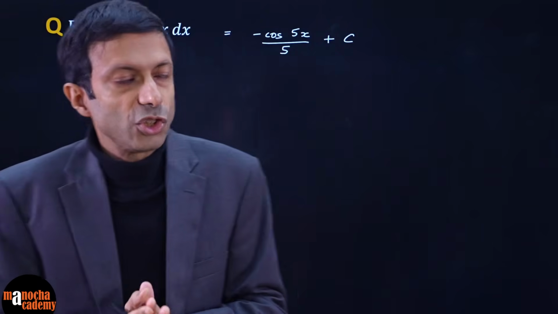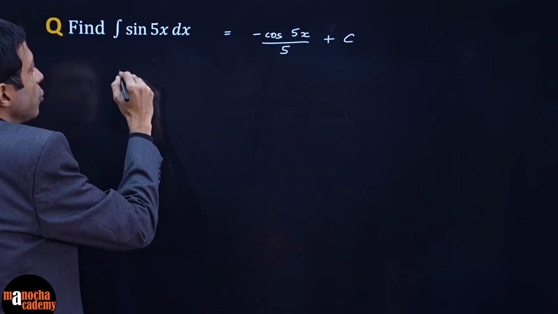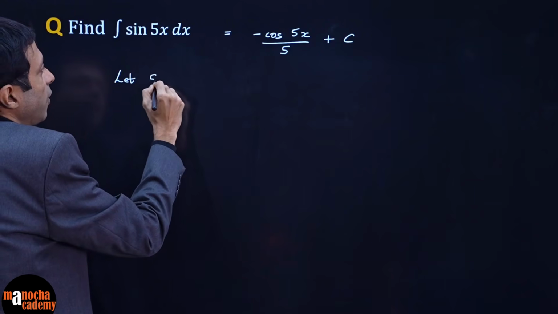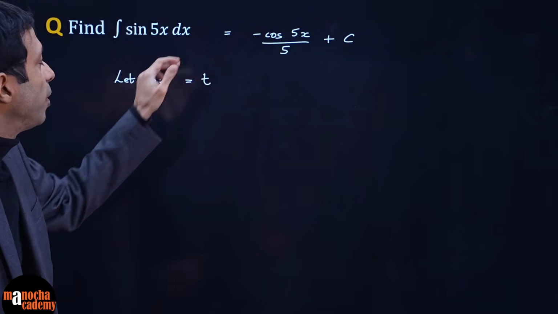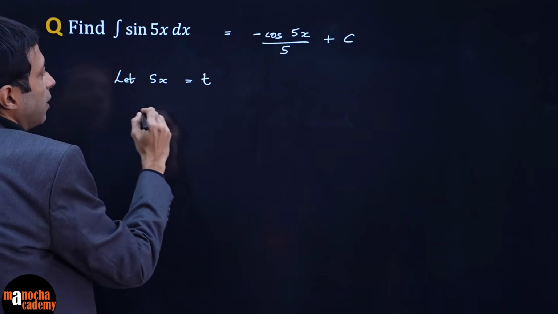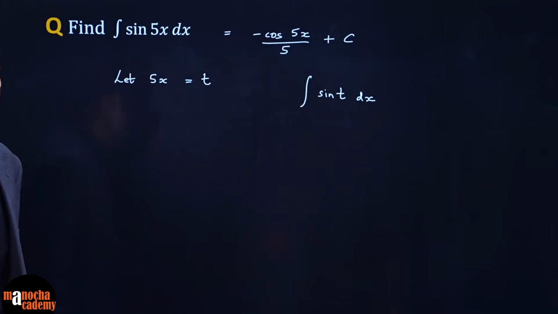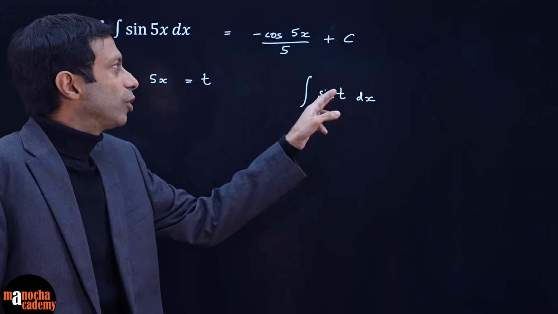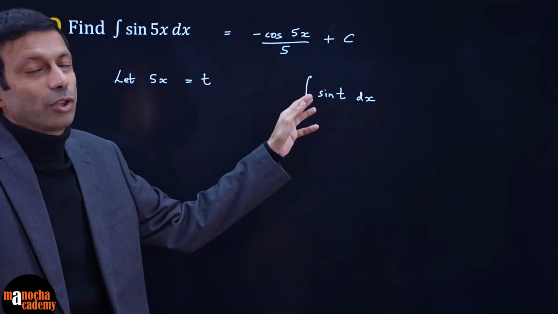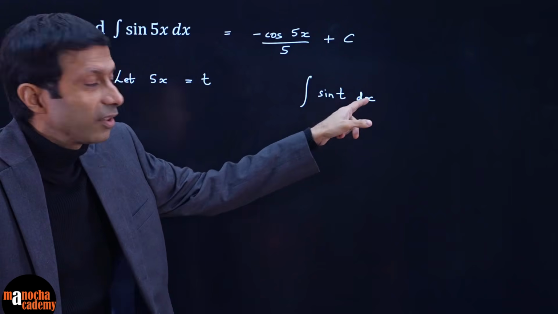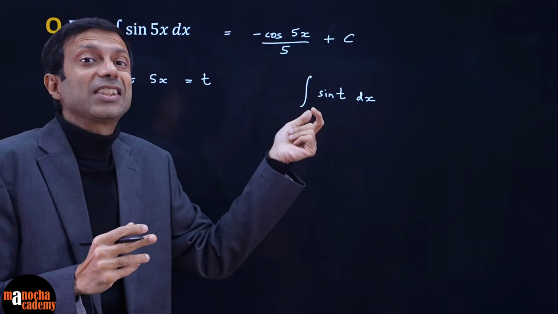Substitution means, just like in chain rule, we are going to say let 5x equal to some other variable, let's say t. So everybody write that: let 5x equal to t. Therefore that will become sine t. But the problem is, we'll be integrating sine t dx, and there is a variable problem here. You can't say that's minus cos 5t. You have to have the same variable. You can't have t here and x here. So we have to change that dx also.